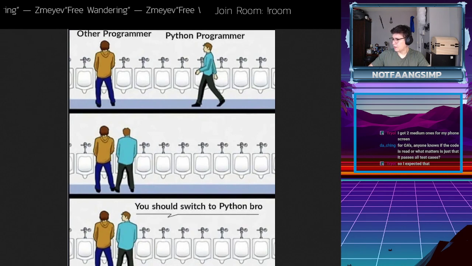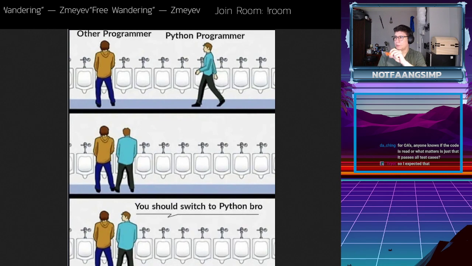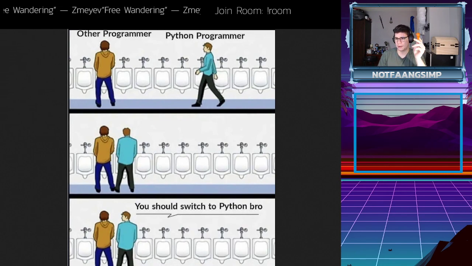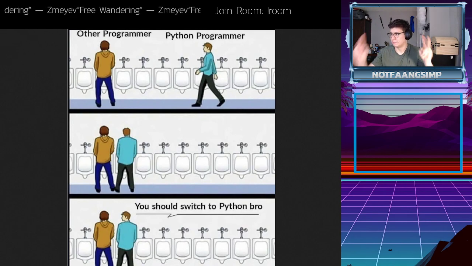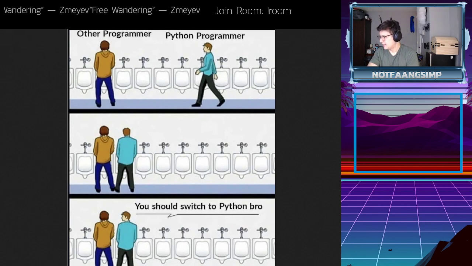Got two mediums, once for my phone screen, so I expected that. For a ways, anyone know if the code is read, or what matters if it just passes all test cases? So I guess my only example of that would be a company called Twilio. I got their OA, solved one question easily, it was a number parsing thing. For the second question, I was running out of time, so I hard-coded a solution to like three of the cases into my problem, and I passed all test cases, and to this day they still email me saying you're still under consideration. I didn't get interviewed for the final, but I'm under consideration. I think maybe if it's a phone screen, then they will read it, but I think it's not entirely read.